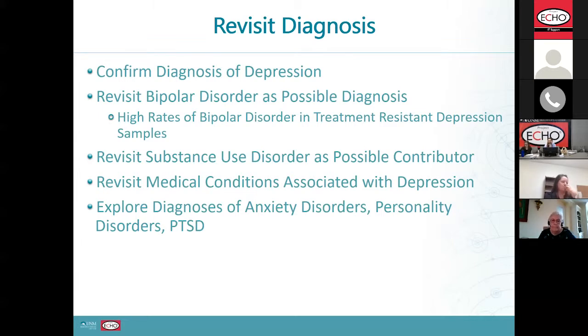And then lastly, exploring diagnoses of anxiety disorders, personality disorders, and PTSD, and encouraging treatment of those things in people with resistant depression. Anxiety disorders, personality disorders, and PTSD are all known factors that can contribute to treatment resistance in depression, oftentimes because when you're treating the depression, you may not be treating the anxiety disorder or the personality disorder or the PTSD, and that may be one of the underlying drivers of the resistance.